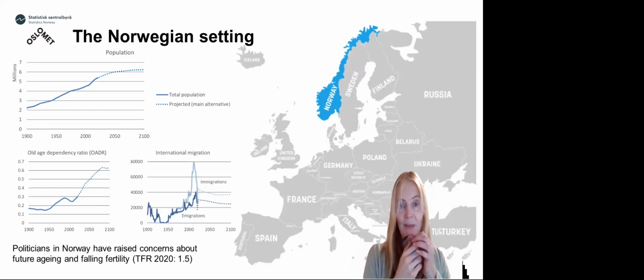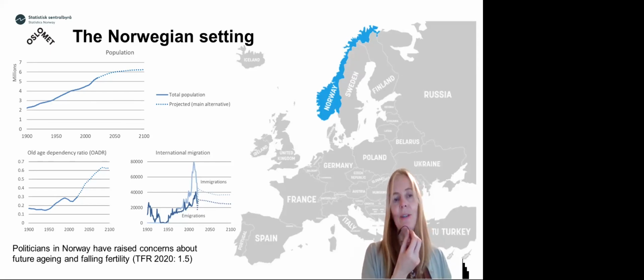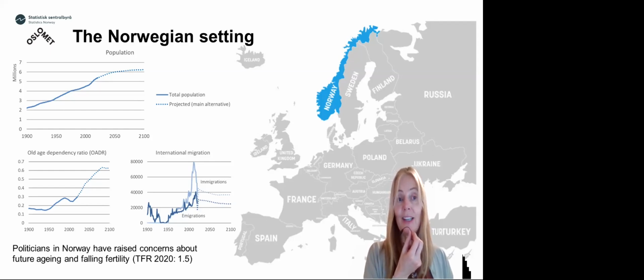So here you see the map and you see Norway, and the figure up to your left shows the population of Norway. The solid line shows what has happened until now, and the dotted line is projected in the official Norwegian population projections main alternative. And as you see, we expect the population growth to decline quite clearly in the future.